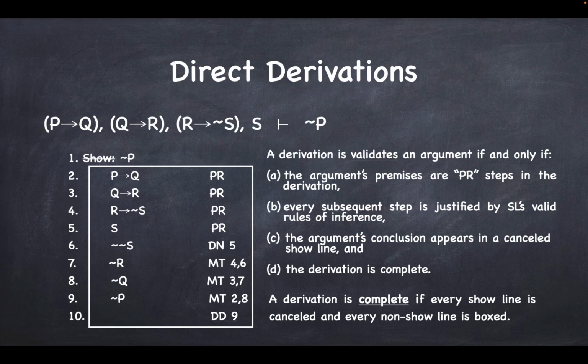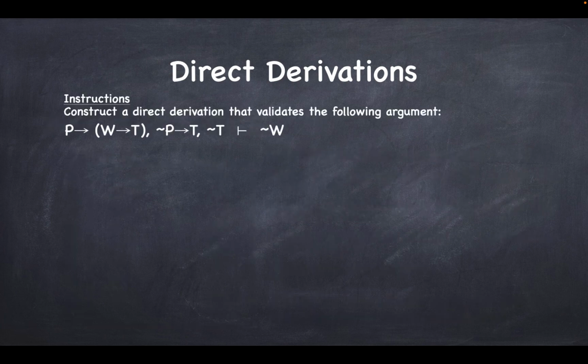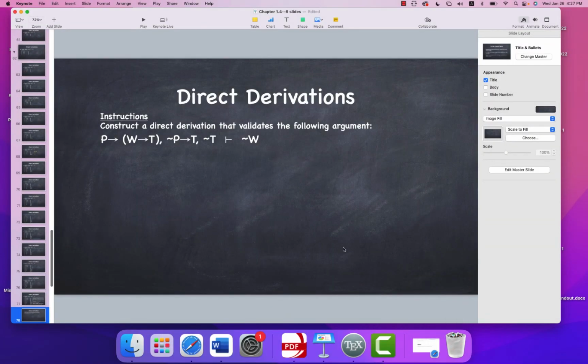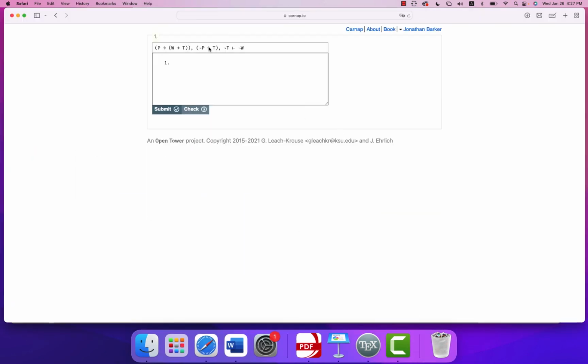You don't need to know this definition, but all you need to know from this is that when you're asked to validate an argument, you need to do a derivation that has this form, and it's complete whenever you've got a canceled show line, and every non-show line is boxed. Okay, so I'm going to now just run through one on Carnap. Any questions about that?